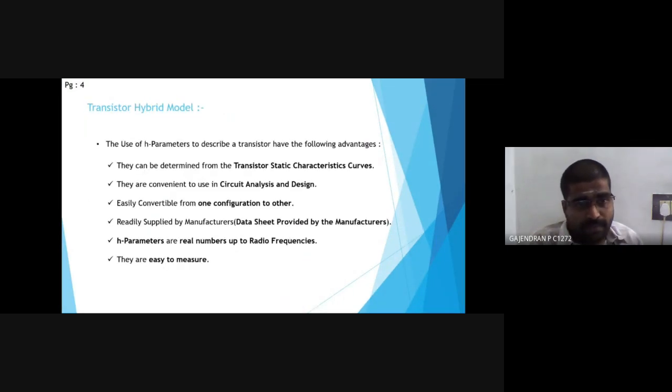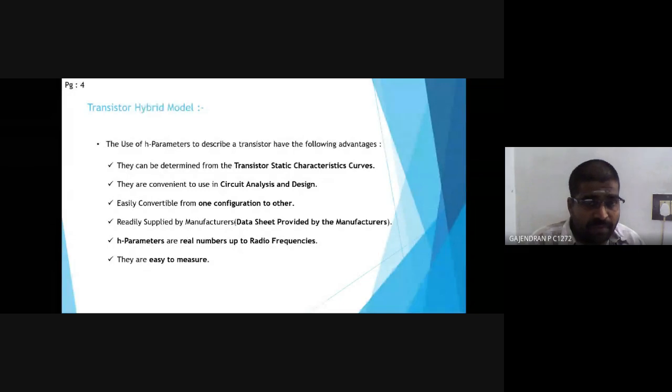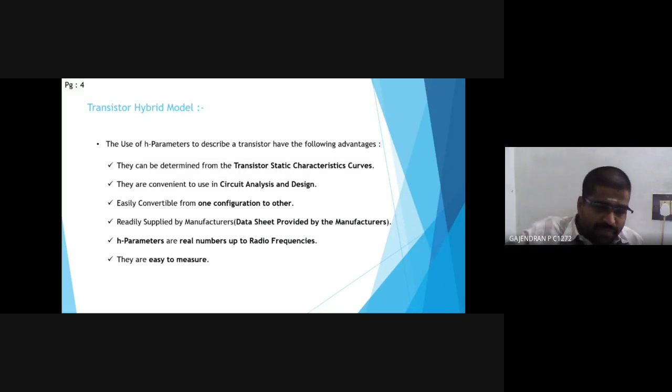And the transistor hybrid model is the next topic, and I'm displaying the advantages of the hybrid model: the use of H parameters. Why we use H parameters in the amplifier: as I said before, H parameters are used to analyze the characteristics, and we are going to talk about the advantages.